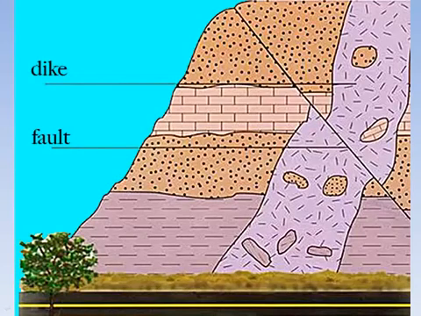Alright, now let's examine this. Here we have 1, 2, 3, 4 layers of rock. We have an igneous dike, an igneous intrusion that cuts across them. And we also have a fault. Now, the thing I want to know is which is younger, the dike or the fault? We know the dike is younger than these layers of rock because it cuts across them. And we know the fault is younger than the dike because the fault cuts across the dike. So the youngest thing here is the fault.